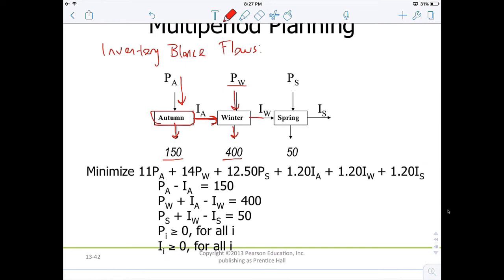Then we keep some units at the end of winter, stored to cover the demand that we get in spring. We have to do the same thing for spring. Again, we have the production amount in spring. Coming out is the demand, and also the inventory that we keep at the end of spring. So if you represent these as constraints, they are called flow balance constraints.